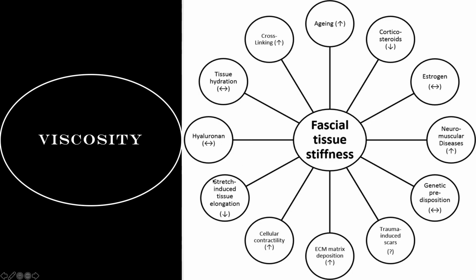Stretch-induced tissue elongation is going to be impaired because, again, the constriction is not going to allow the muscle to move how it needs to. We're going to get an increased ECM matrix deposit, which is going to then probably have consequences on the lymphatic system or our ability to process toxins. And we're going to probably get an upregulation in cellular contractility because we'll be overfiring because we can't move how we need to.